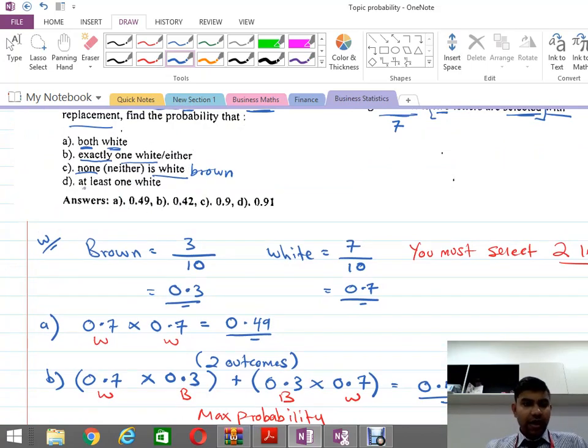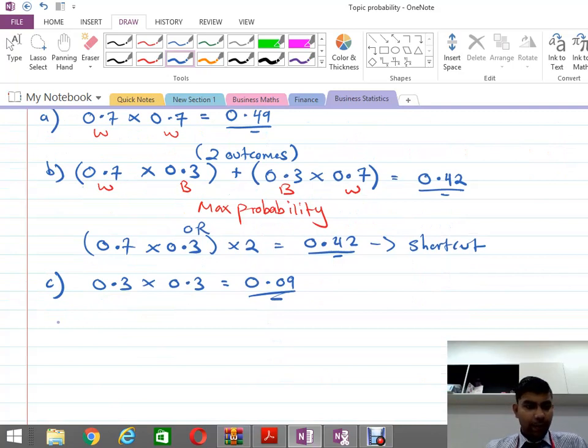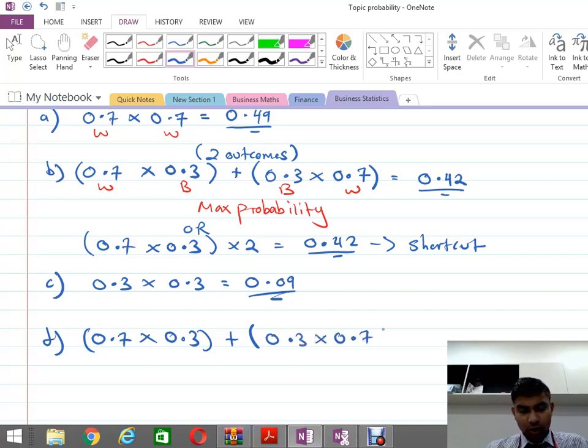Now, at least one white. When it comes to at least one white, you must start with one white, and the maximum it can go to is two whites. So what happens here is actually one white, one brown, one brown, one white, plus both can be what?